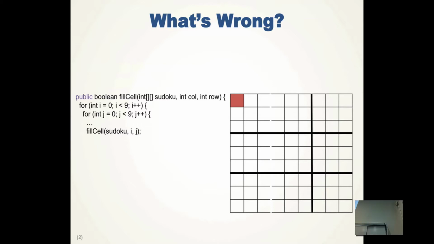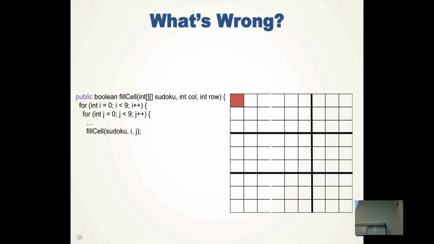An answer. Okay. It's going from 0 to 9, so that's 10. No, less than 9. Okay, never mind. Well, the issue is that every time I call this method, what happens to i and j? They get set back to 0. So I'm scanning that 0, 0 cell a bazillion times.